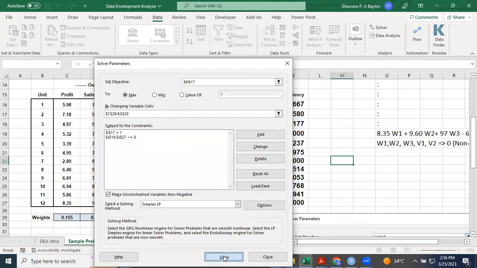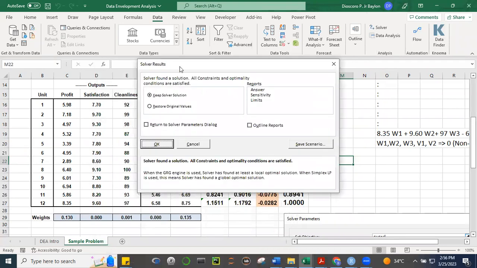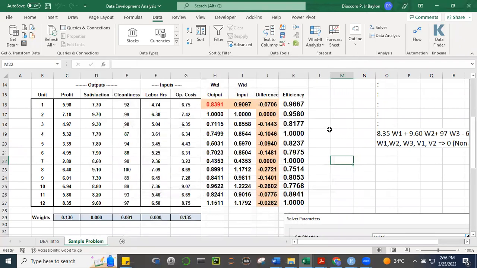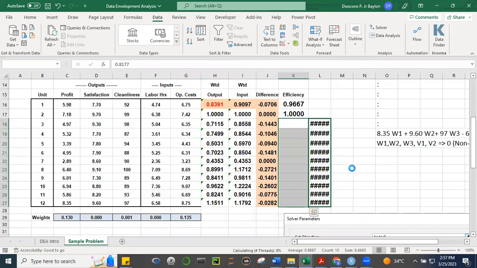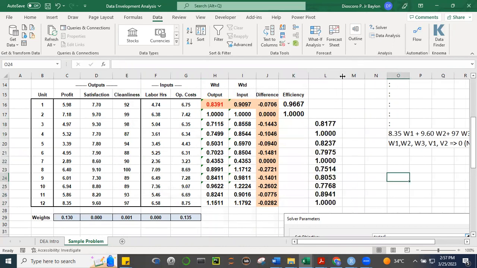So, if we solve this, solver found a solution. Okay. Weighted output of unit number 1 is 1. So this should be 1. Okay? So, kurang ko lang to dito, ah. Okay. How about unit number 3?